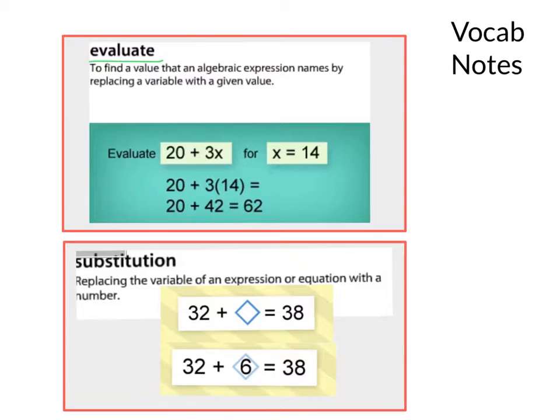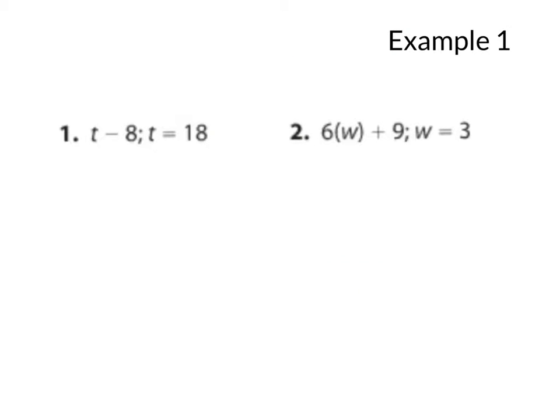3, 2, 1. All right, here's our example 1. We know that in example 1, Mr. C is going to do it for you. And then we know when we get to example 2, he asks you to do it first and then check your answer.